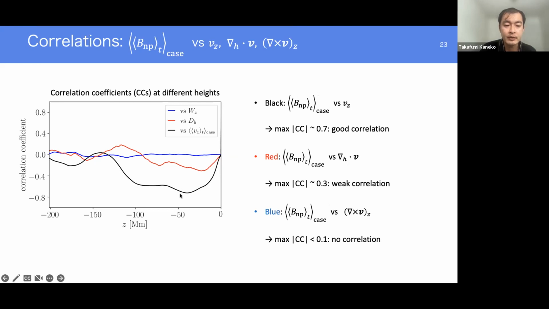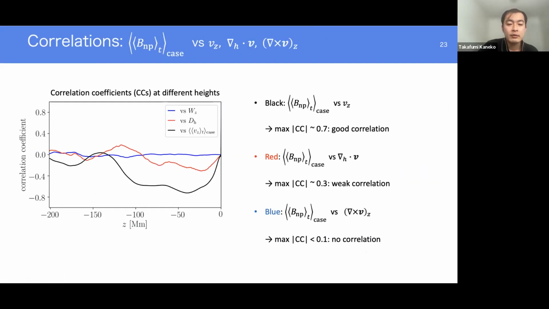As you can see, the vertical velocity has relatively high correlation with the non-potential field trend. For example, the maximum is 0.7, which is a relatively good correlation. For the horizontal divergence, the correlation is up to 0.3, so maybe there is weak correlation. And blue is the vertical vorticity, and apparently there is no correlation with the non-potential field distribution.